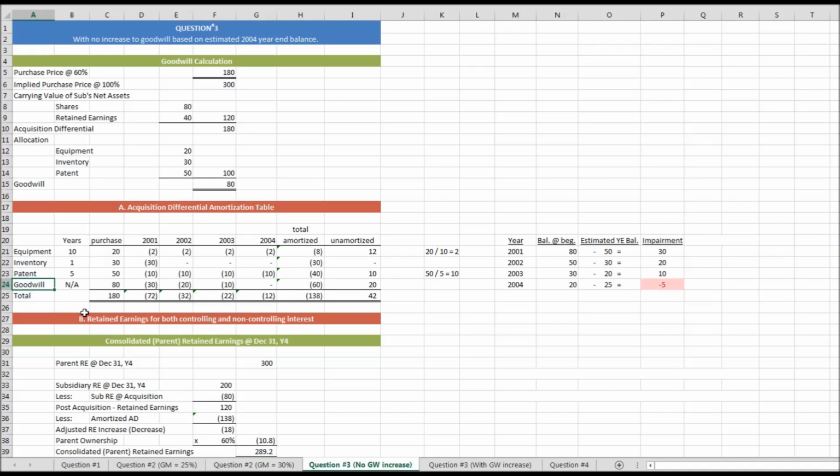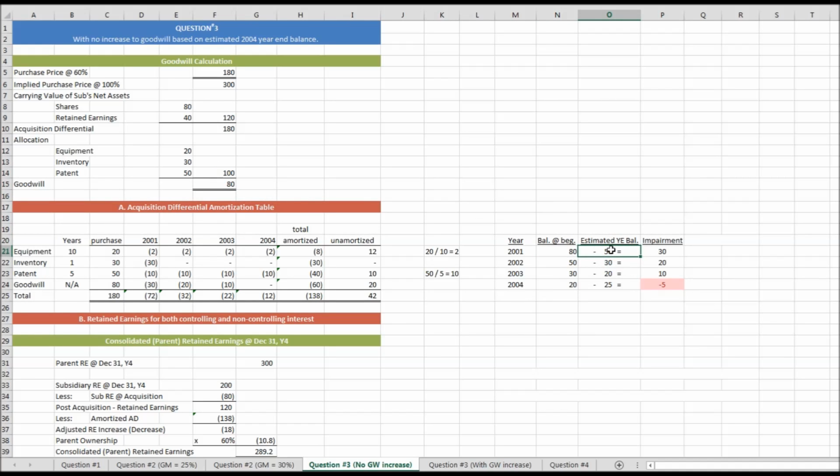So now we're going to deal with our goodwill and impairing it. What we are provided with in the question was the year-end estimated balances, which I jotted down over here. So 50, 30, 20, 25 from years 2001 to 2004. So what we simply want to do is we got our $80 balance over here of our goodwill.